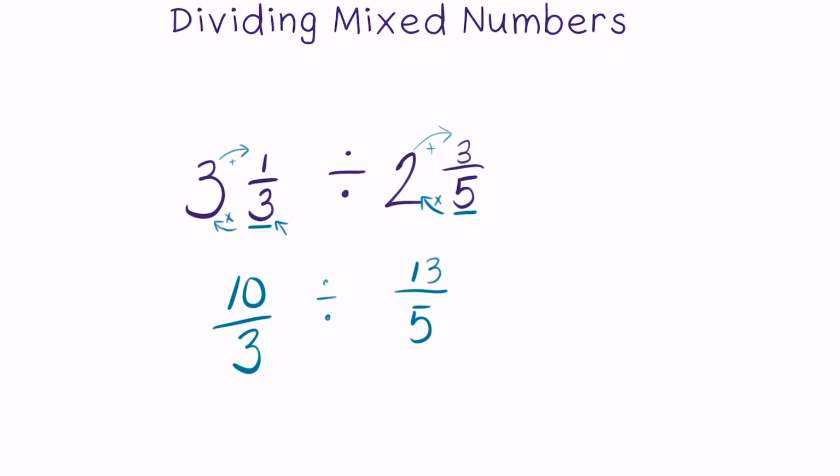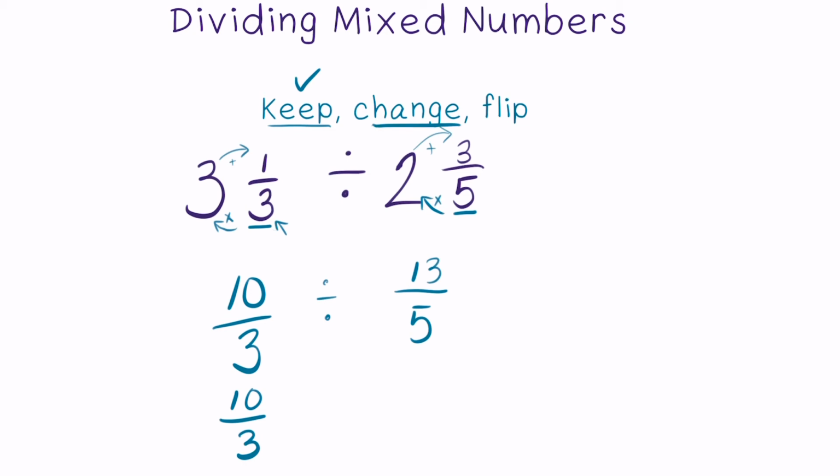Now that we're working with fractions, we can move on to the strategy that we use whenever we're dividing fractions. Keep, change, flip. Let's start by keeping the first part of the problem, 10/3, the same. Next, we can change the operation. The operation of division changes to the opposite operation of multiplication. Finally, we will flip the last fraction, or the fraction that is the divisor. So 13/5 becomes 5/13.